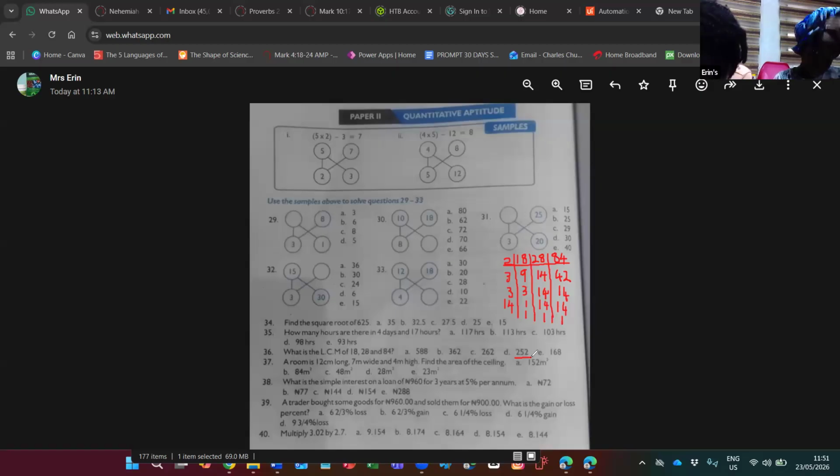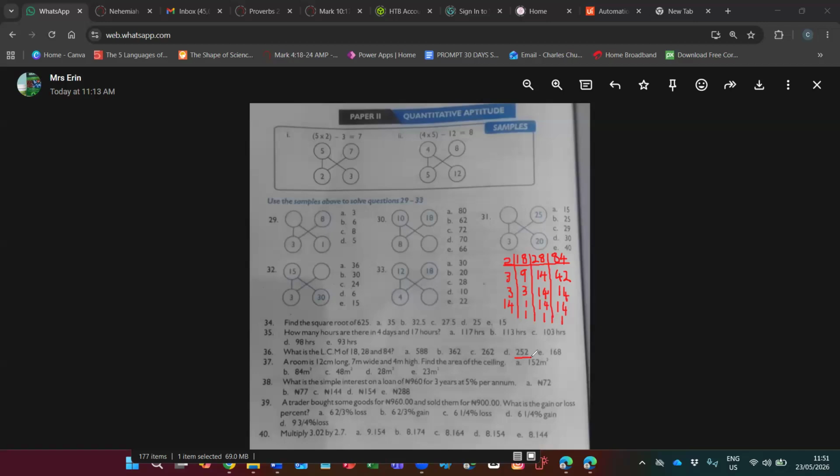All right. When you are done writing, let me know. I guess we should be done writing by now. Both of you are solving at the same time. All right. Number 37. A room is 12 centimeters long, 4 meters wide, and 4 meters high.